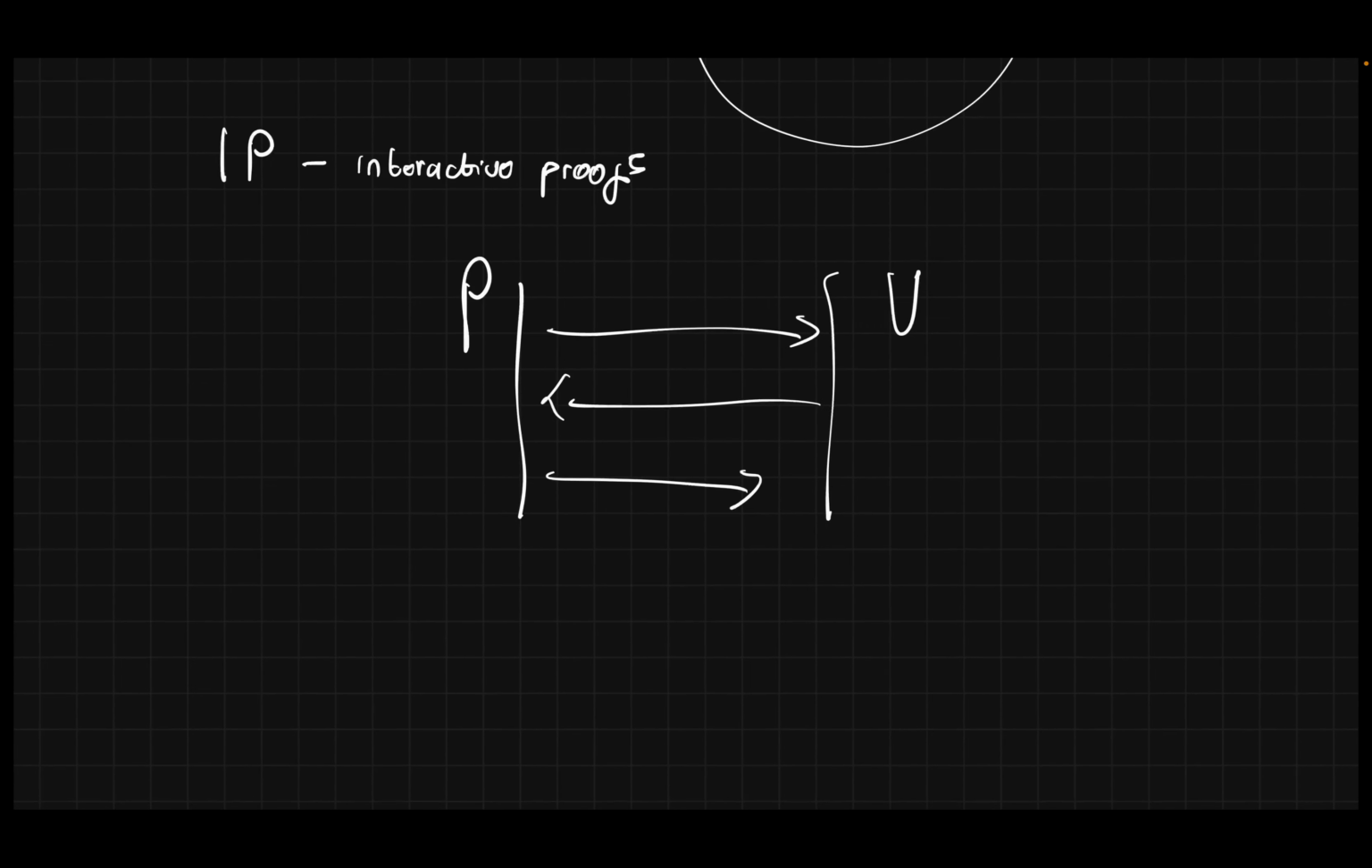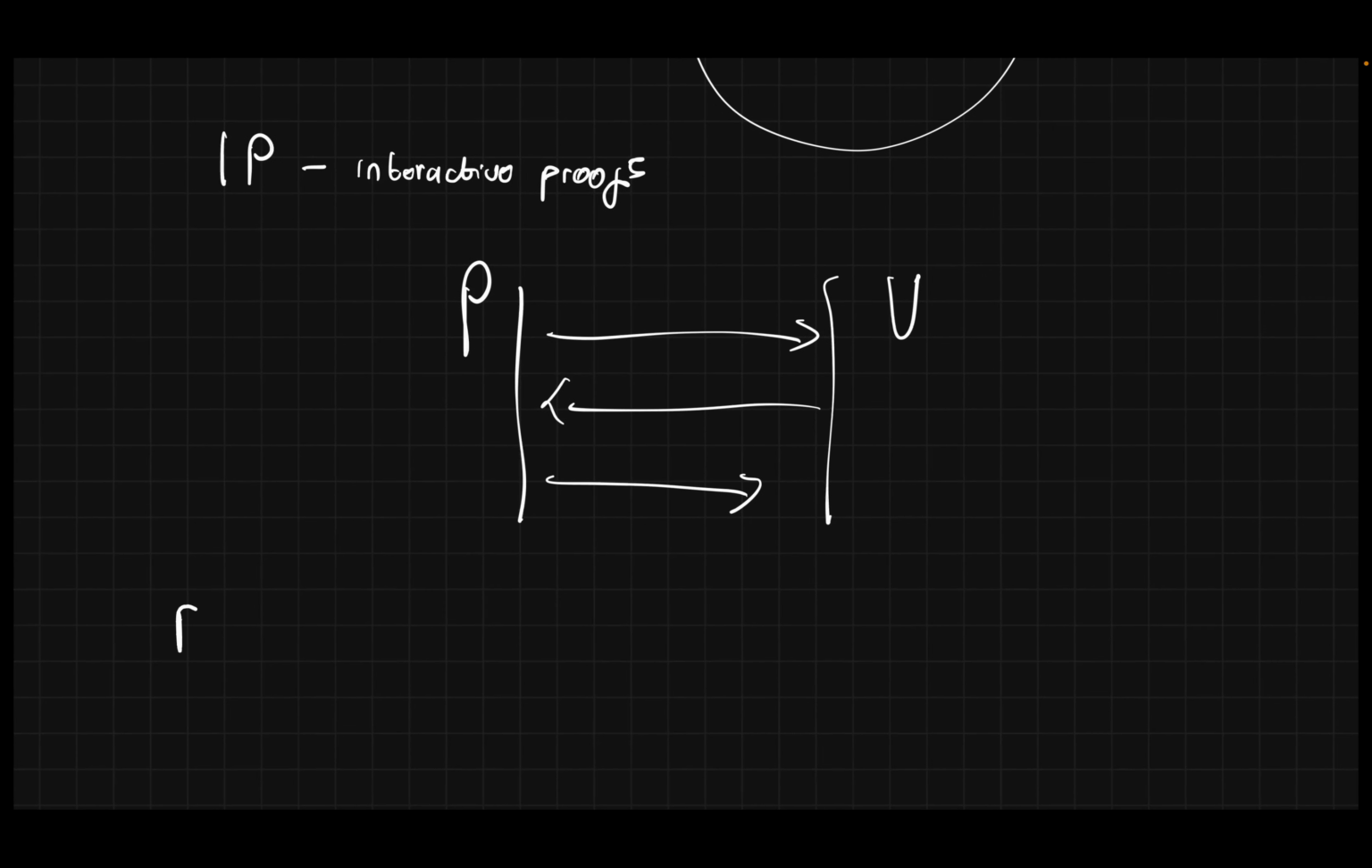Okay? Then after interactive proofs, they created something called PCP. PCP stands for probabilistically checkable proofs. Okay? PCP, probabilistically checkable proofs.